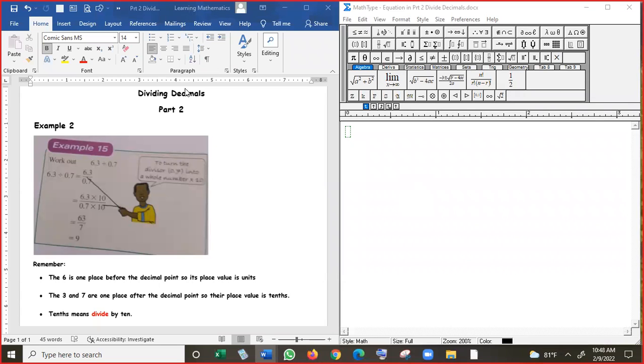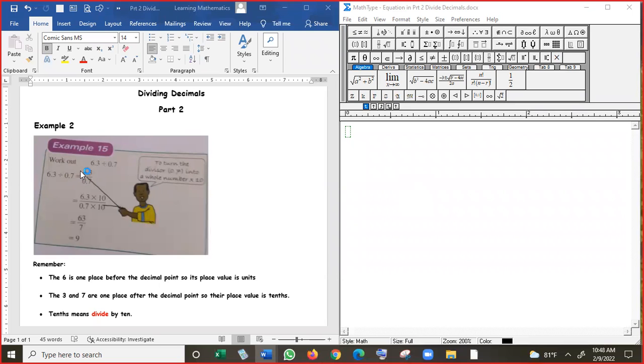Dividing decimals part 2. Example part 2. Example 15 from the text. It says work out 6.3 divided by 0.7. So according to this instruction, you have to turn the divisor 0.7 into a whole number by multiplying by 10. So the whole expression is 6.3 divided by 0.7.